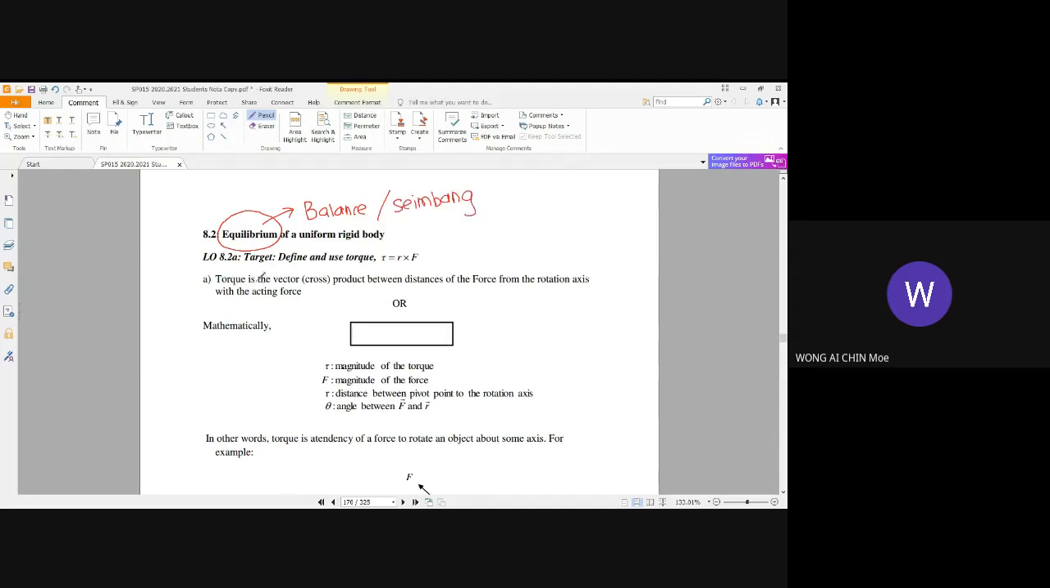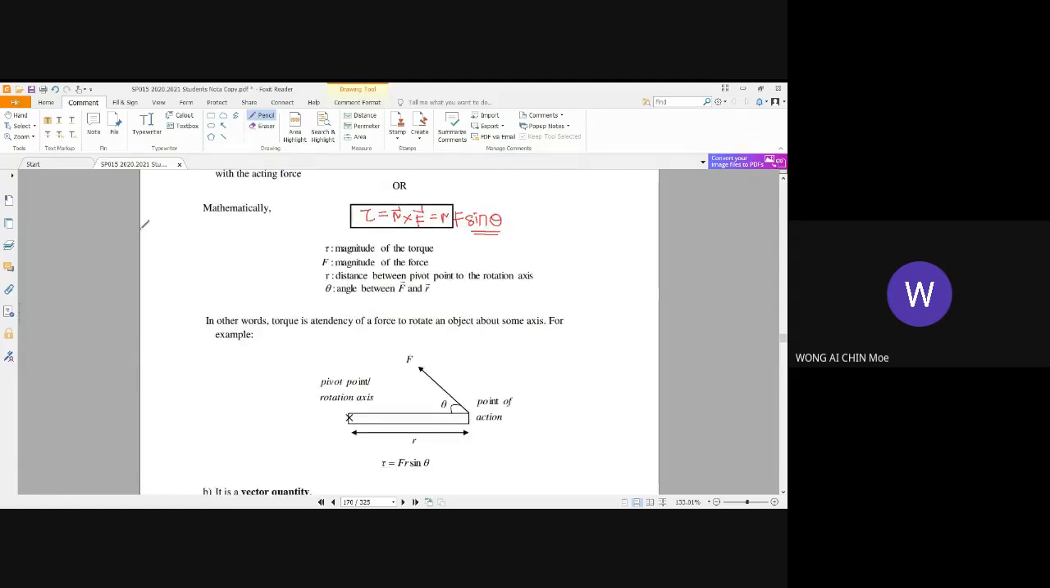Okay, so torque is the vector or cross product between the distance of the force from the rotation axis with the acting force. So we can write torque equals to vector R cross vector F, or we can write as R F sine theta, because it's a cross product. So we write as sine. Okay, so what is the meaning of torque?